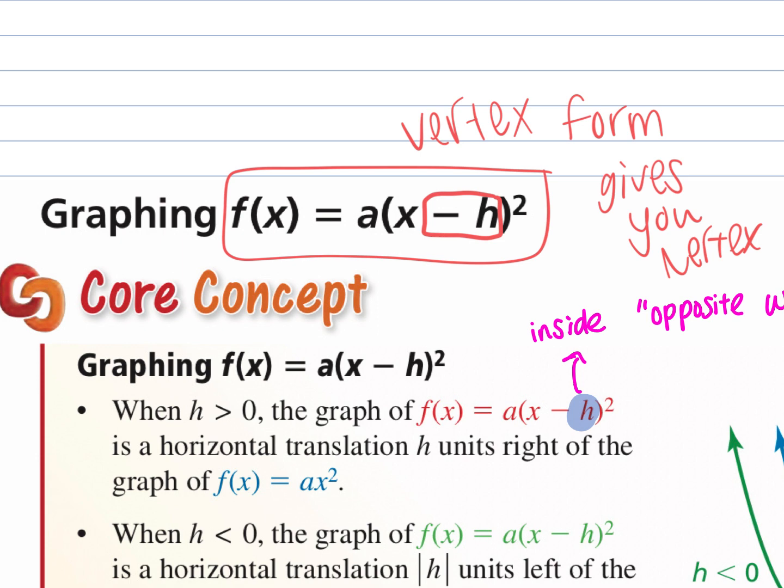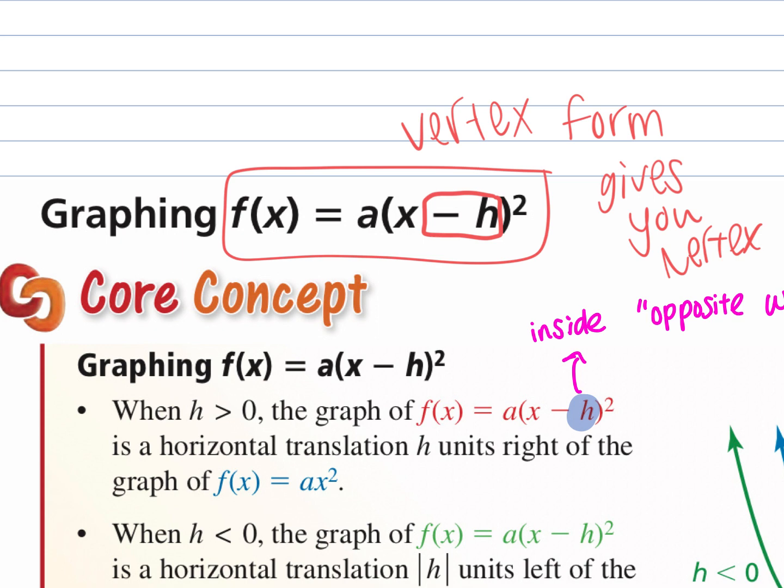Translation. Very good. Now, is that minus h in opposite world? Yeah. It sure is. So if we're subtracting 4, where are we actually moving? Not up 4. To the right 4, okay? If we are adding 5, where are we actually moving? To the left 5, okay?